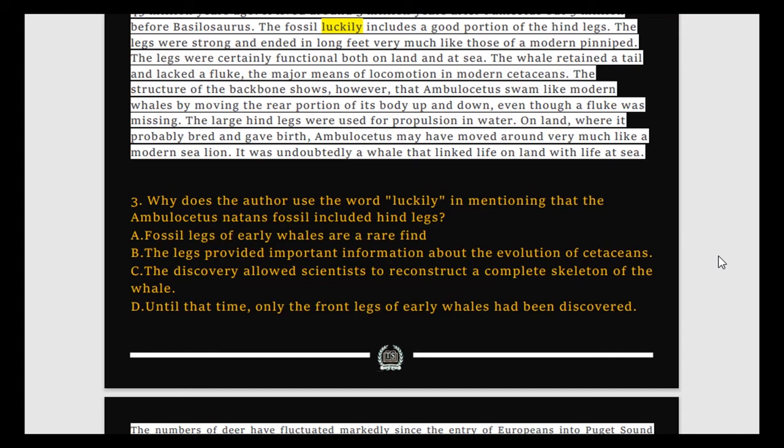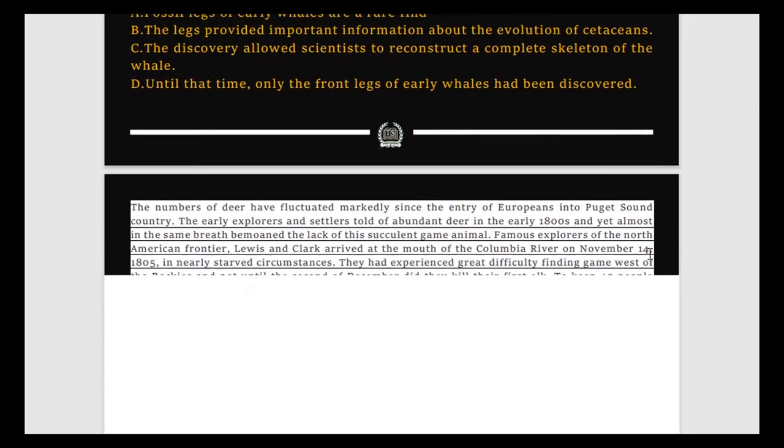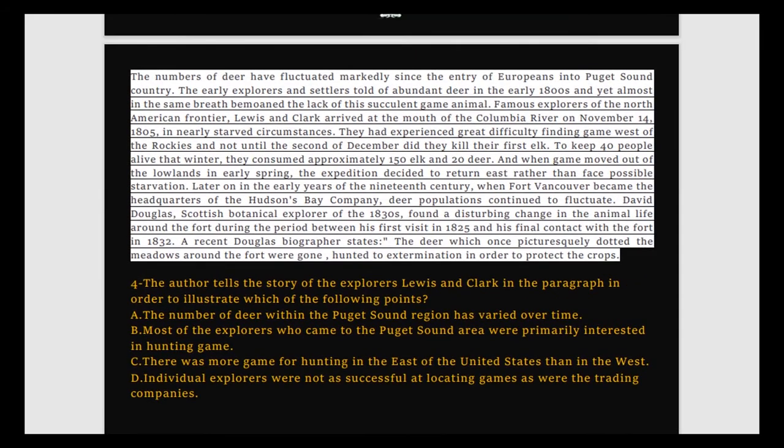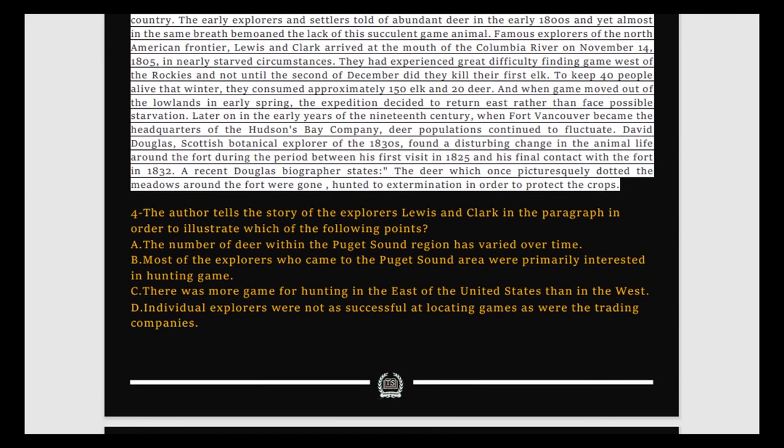D. Until that time, only the front legs of early whales had been discovered. This is also incorrect. He wasn't talking about the front legs of early whales that had been discovered. So B is the right answer. Now let's move to the last question. Stop the video and try to solve it.